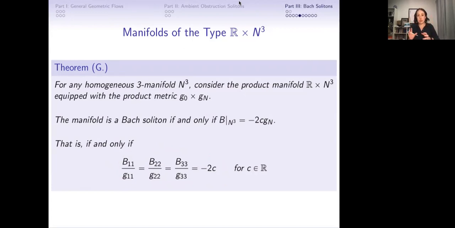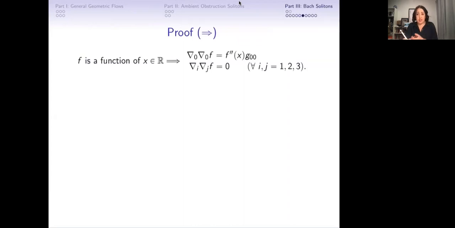Okay. And in forcing this relationship to happen, we see that we eliminate a lot of cases. We eliminate things from possibly being metrics or possibly being solitons in this pretty expansive R cross N3 case. Okay. The proof of it is actually quite simple. So I know that my potential function is only a function on that first copy of R because my manifolds are of the form R cross N3. My second order derivative in the 0, 0 case is just my second derivative. And since F was only acting on my Euclidean factor, that first factor of R, I know that all of my other partial derivatives are 0.